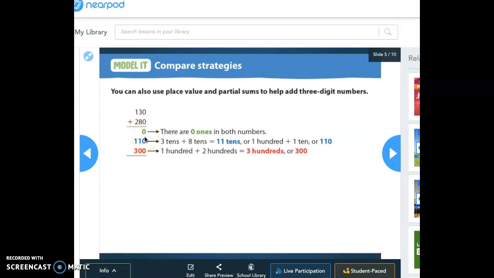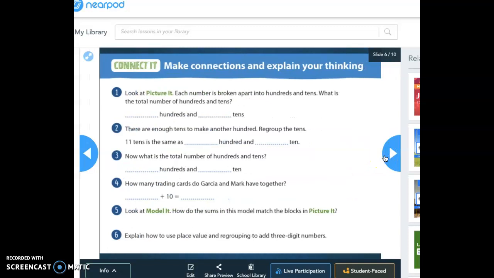And this is showing the way that I did it. I added the zeros, there were 0 ones. I added the tens, 8 plus 3 is 11, and since it's the tens, I have 1 0. 1 plus 2 is 3, but it's the hundreds column, so I have 2 zeros. So then if I put those together, that gives me 410.